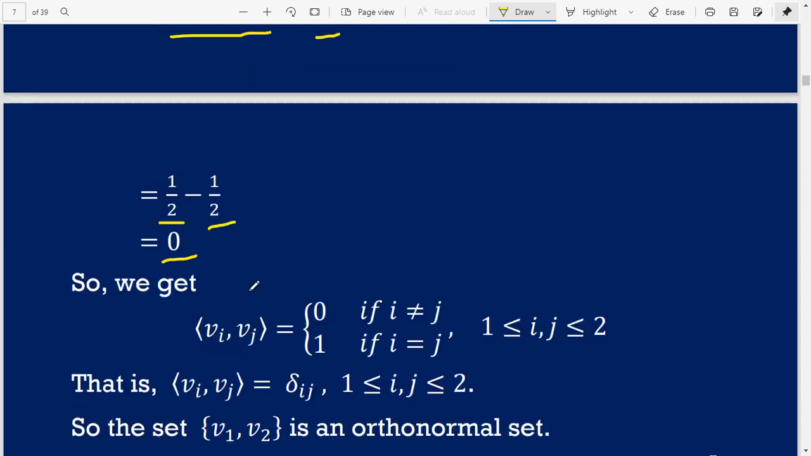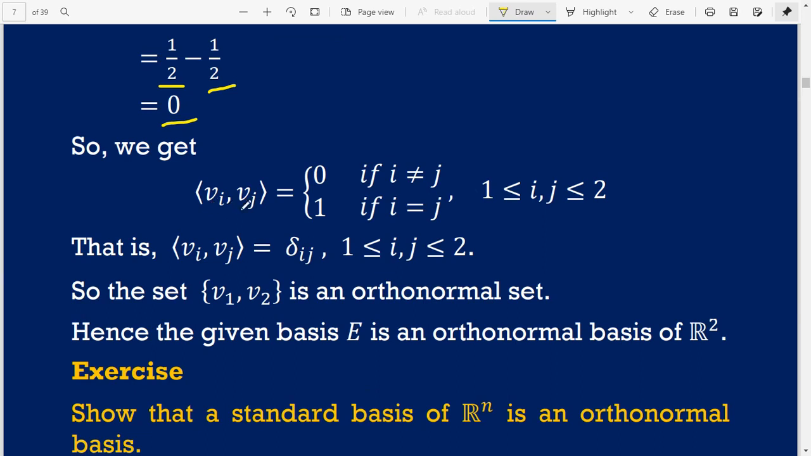which is equal to 0. So we have inner product Vi with Vj equal to 0 if i is not equal to j, and inner product Vi with Vj equal to 1 if i is equal to j, for 1 less than or equal to i, j less than or equal to 2. That is, inner product Vi with Vj is equal to delta ij, for 1 less than or equal to i, j less than or equal to 2.